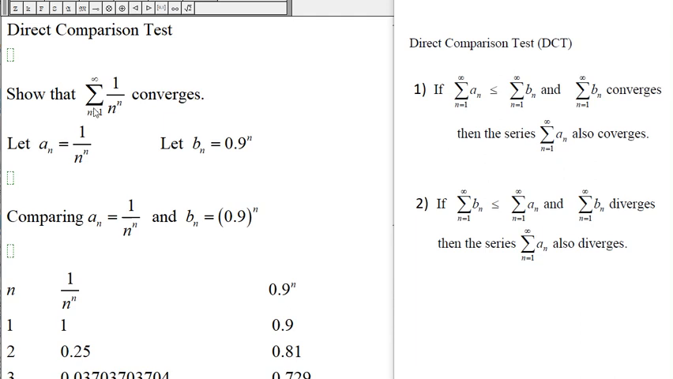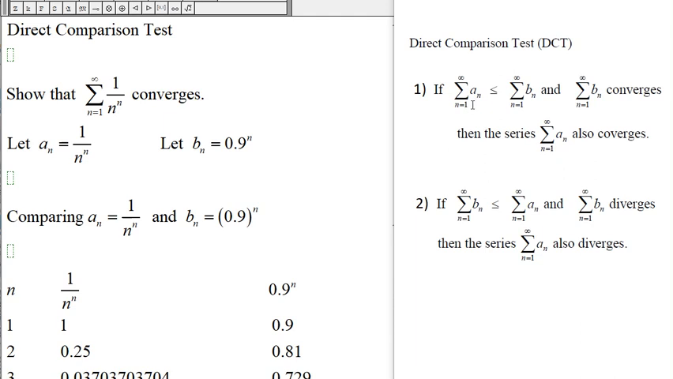Here we have the infinite series 1 divided by n to the n, and we want to show that this infinite series converges by using the direct comparison test. And once again, to use the direct comparison test, we have to come up with an infinite series b sub n. And then we have to show two things.